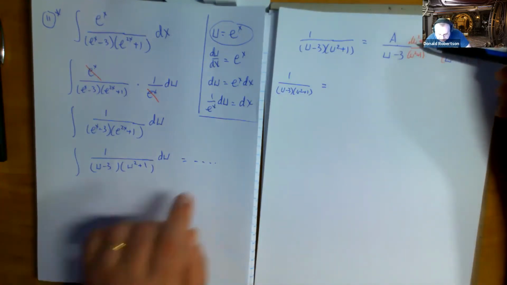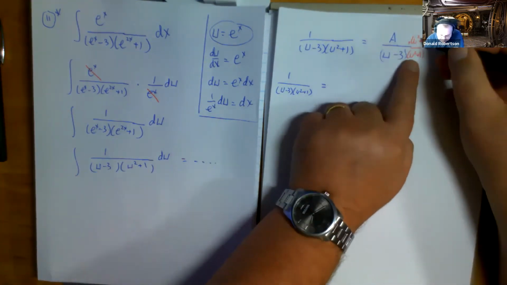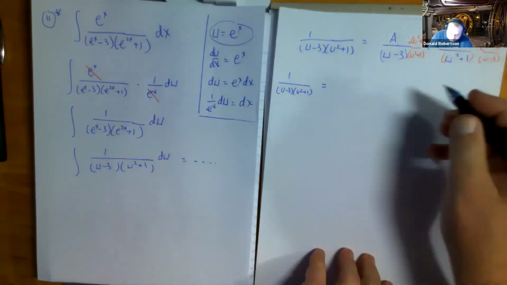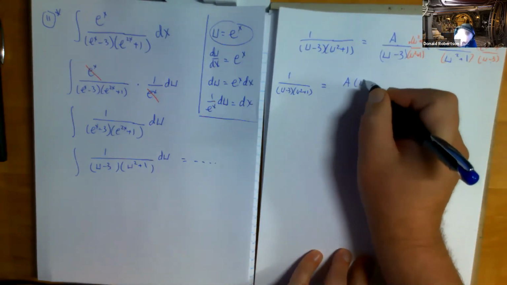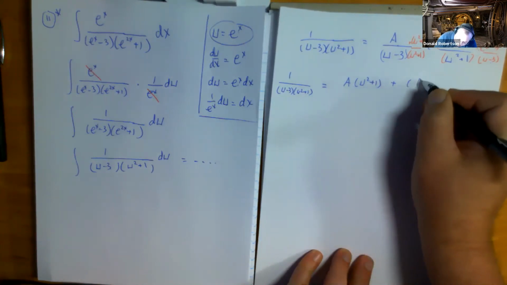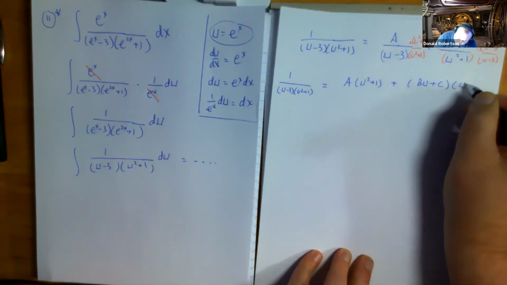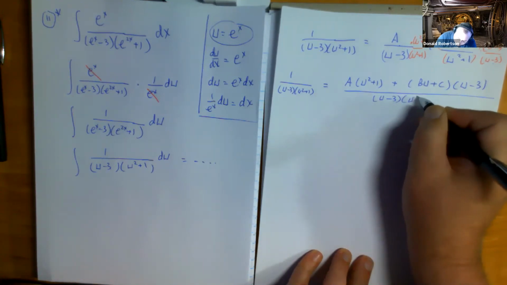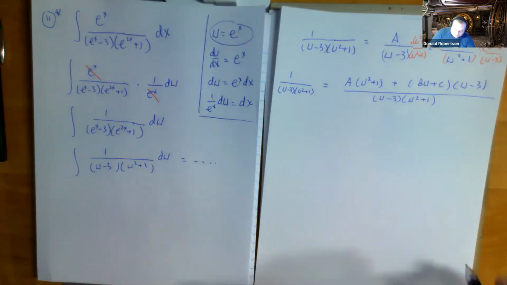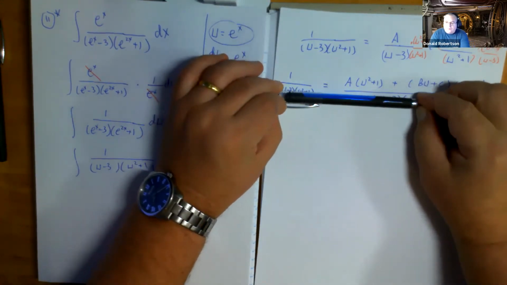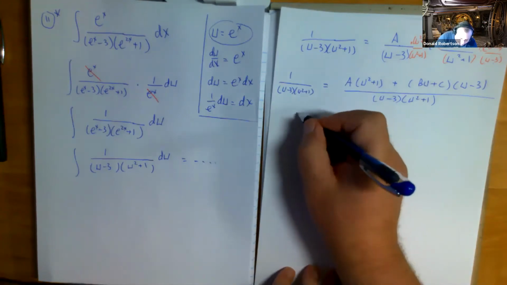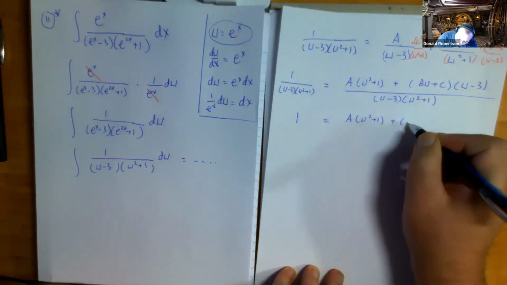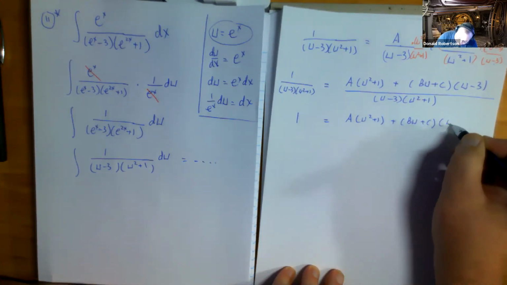So you multiply this guy by what it's missing. It's missing a u squared plus 1. And you take this guy and you multiply it by what it's missing, in this case u minus 3. And now you've got A lots of u squared plus 1, add Bu add C of u take away 3, over that. And then we basically say, look, since the bottoms are the same, so should the top. In this particular question, that leads to this expression.